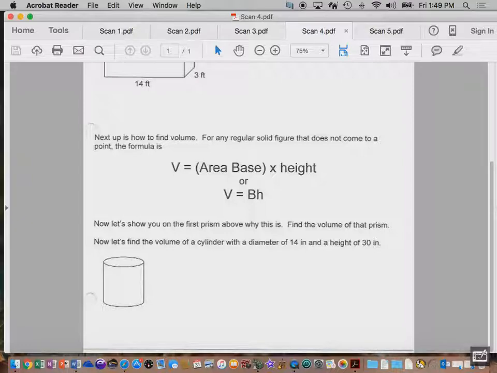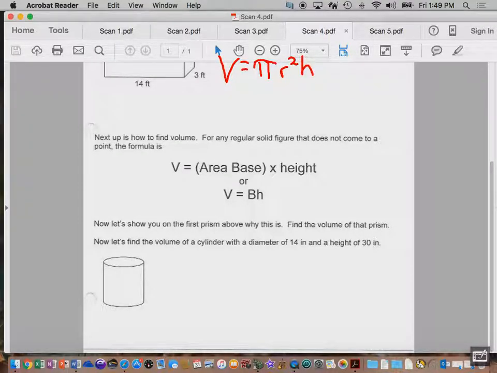Now, it says find the volume of this. Find the volume of a cylinder. Now, I'm going to do the work up high so you can see it better. Can you guys please look on the formula sheet and find the formula for the volume of a cylinder? There's 2. Okay, let's go with the one that's more specific. Pi r squared h, right?